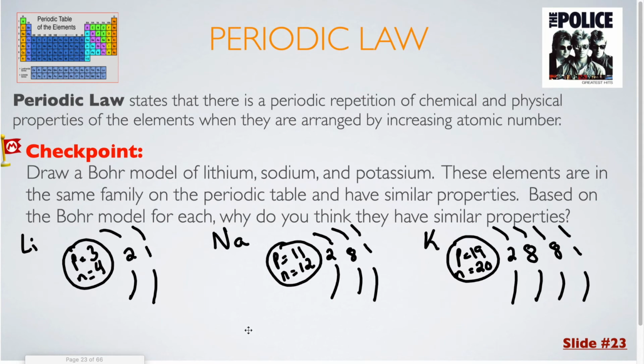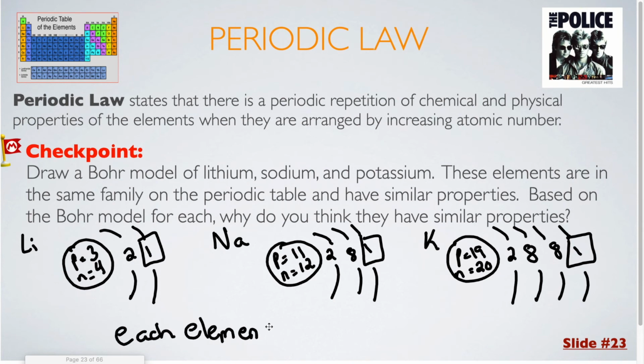Based on the Bohr model for each, why do you think they have similar properties? Now, while these are all in the same family, the Bohr models all do look different. The one similarity that you should be able to see is that they all have the same number of electrons within the final shell of the Bohr model. These electrons are going to be responsible for the type of bonding that each of these elements can use. So each of these elements has the same number of electrons in the final shell.